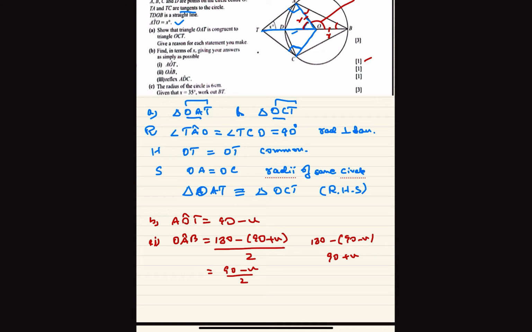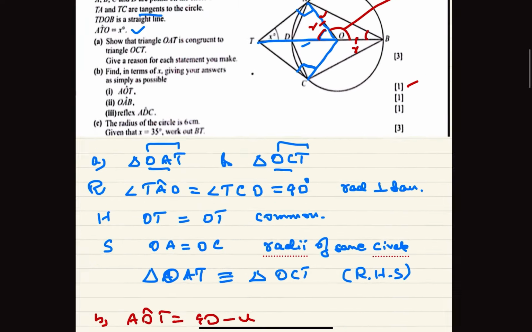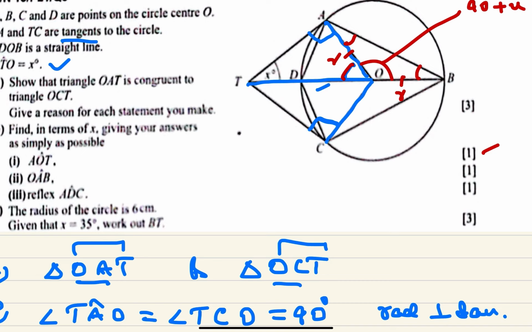And reflex ADC, reflex angle ADC. You know, ADC is where? Here. This is the angle. And reflex means greater than 180 and less than 360. This is the reflex ADC. Reflex angle ADC. Now, can we find out ADO? The answer is yes.